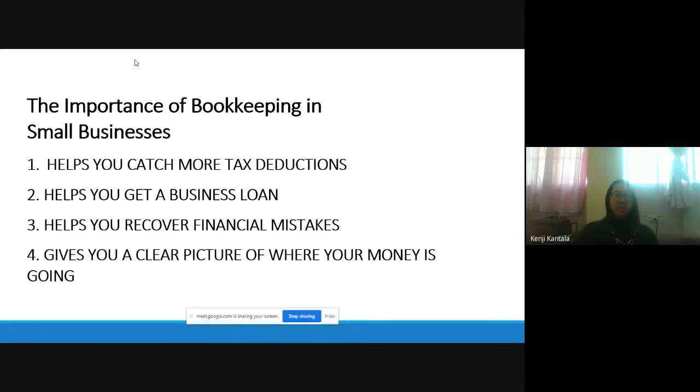Lastly, it gives you a clear picture of where your money is going. So with your cash receipts and cash disbursements journal, as well as your general ledger and your general journals, andun lahat ng transactions. So nandun lahat saan pumunta yung mga perang nilabas mo. And andun din saan galing yung mga perang pumapasok sa negosyo mo. Okay? So those are the purposes of bookkeeping.